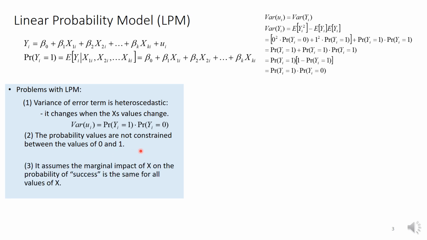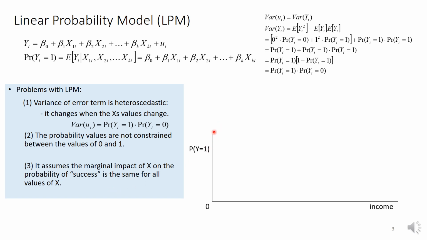Another problem with the LPM is that it assumes that the marginal impact of X on the probability of success is constant. Success can be anything. It can be being able to purchase a house, or not being able to purchase a house, whatever you want to define success to be. But when you model it as a linear probability model, it is assumed that the impact of X on the probability of Y equals 1 is the same for all X.